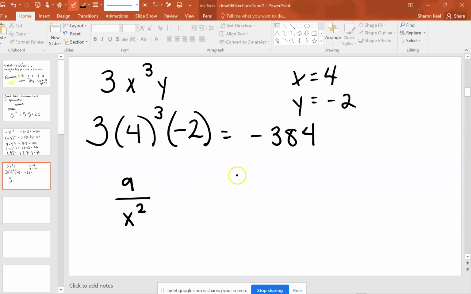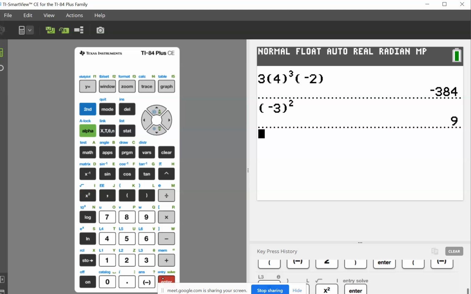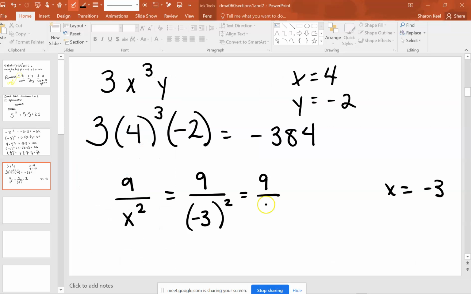Here we have 9/x squared. And in this case, our x is a -3. So that means 9/. Now, the x is squared. Our x is a -3. So my numerator is still 9. A -3 squared is going to square that negative sign, which gives me a +9. And 9/9 simplifies to be the whole number 1.